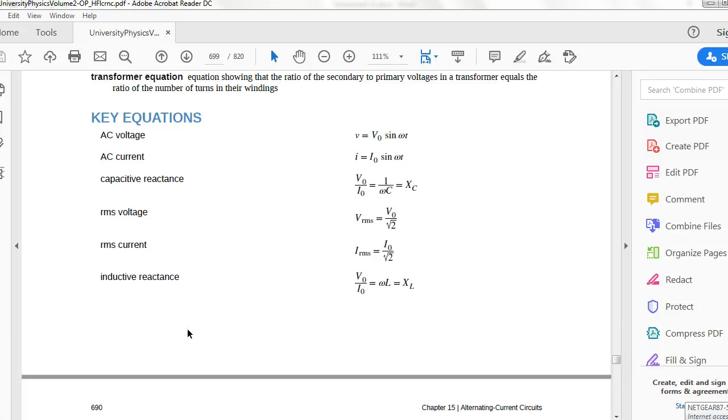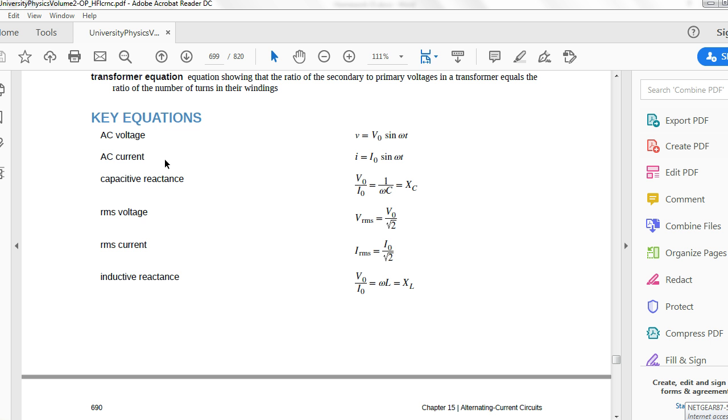Let's take a quick walk through chapter 15 equations. In this chapter, we're talking about alternating current, electricity, both voltage and current, and this is what we use in standard power distribution in the United States and most of the world. You can use direct current, but there are advantages to the alternating current. One of them being it's a little easier to transmit over long distances.